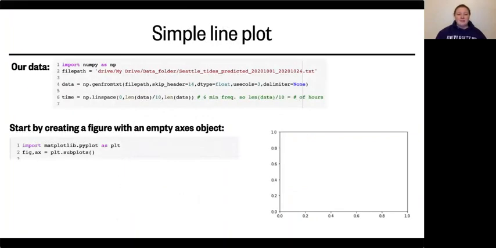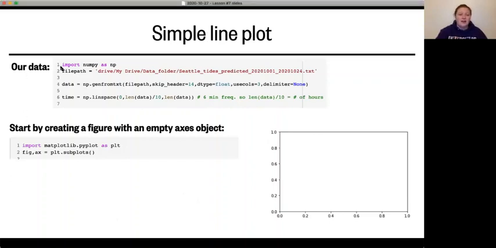Now that we've created these empty plots, let's go ahead and try a simple line plot with actual data. We have our file path, and we load our data with genfromtxt using all of our arguments. Here I've created a simple time array. I use the linspace function, start at 0, and go up to the length of our data divided by 10, and it will have the same number of objects as data. The reason I did this is that there's a 6-minute frequency, so the length of data divided by 10 is approximately the number of hours of data that we have.